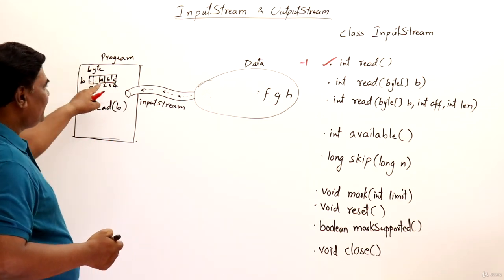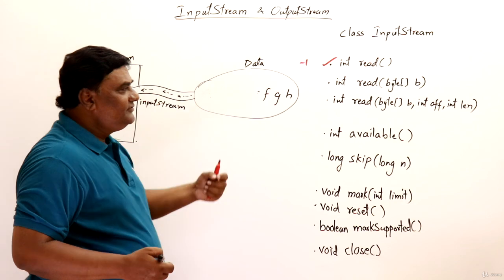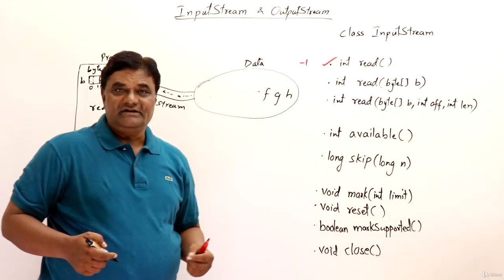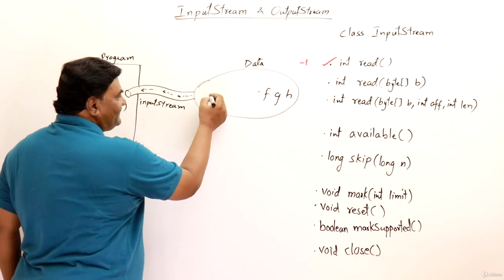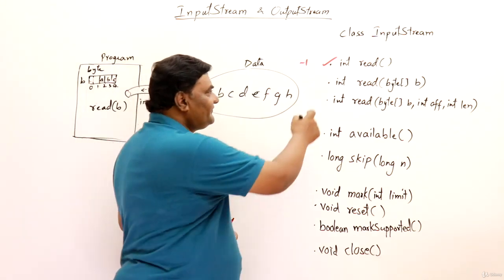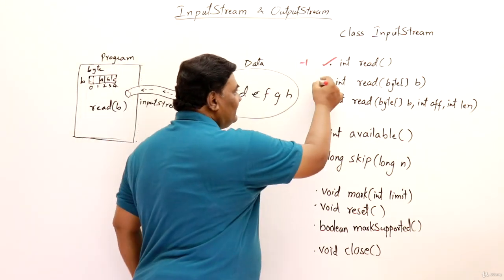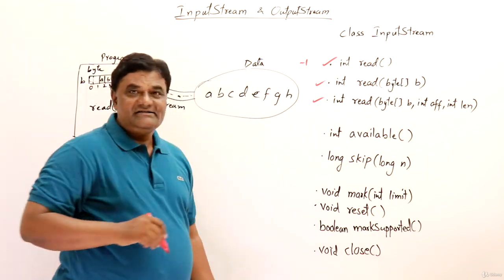From another position, you can mention the position. And also you can mention how many letters you want to read. So that's all about reading. I will write down those alphabets back again. Now, this we have finished: reading 1 byte or an array of bytes and so on.